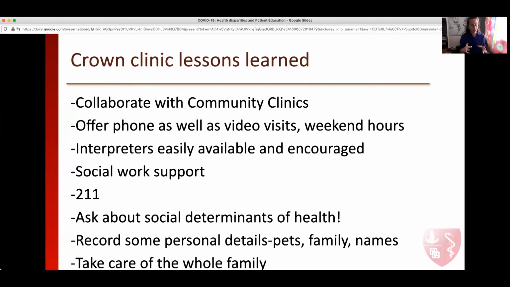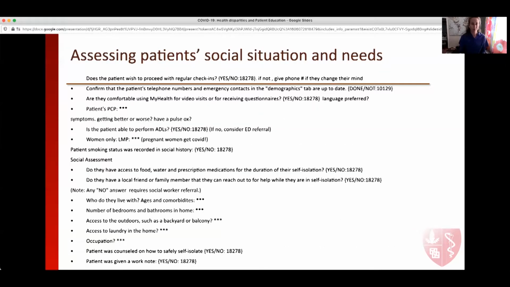And in reality, you're not just taking care of the one patient, you're taking care of someone with COVID-19, you're taking care of the whole family. You're trying to figure out how they can not give it to their family members, but also make sure their family members who very well may be infected have access to care as well.